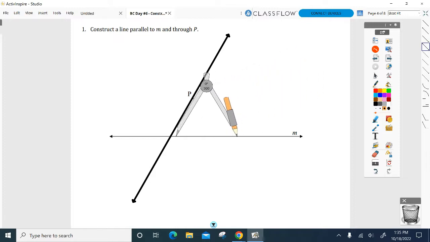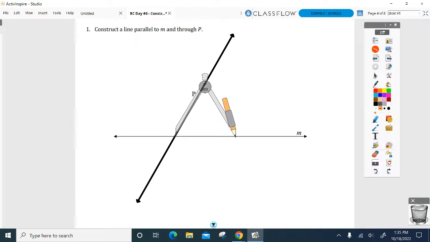Take your compass point, put it on the vertex of the angle you're copying. I'll go slow here. How many sides to an angle? Two. You're going to make an arc through both those sides. Done. I don't care how large the opening is or small. It doesn't matter, as long as it goes through both sides of your angle.